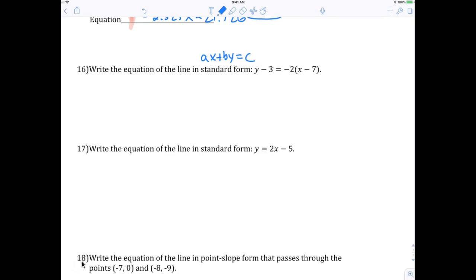So the first thing I want to do for number 16, distribute: y minus 3 equals negative 2x plus 14. X and y have to be on the same side. Constants have to be on the right side. 2x plus y equals 17. Any issues with that?